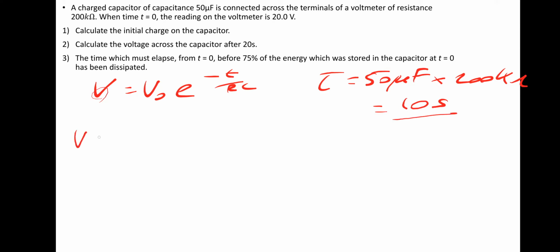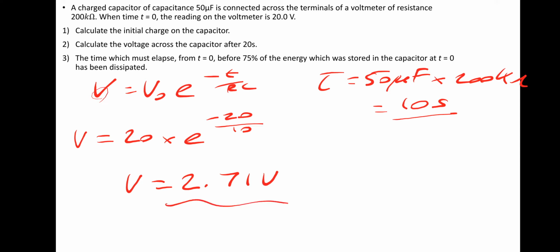So let's find the voltage. The voltage is equal to V naught, the max voltage, which is 20, multiplied by e to the power of minus t, which is 20, so minus 20 over 10. You put that in your calculator. So we've got 20 multiplied by e to the minus 2. That gives us a voltage of 2.71 volts. Not too bad, that one. Part 3, a bit more challenging. Let's have a look.